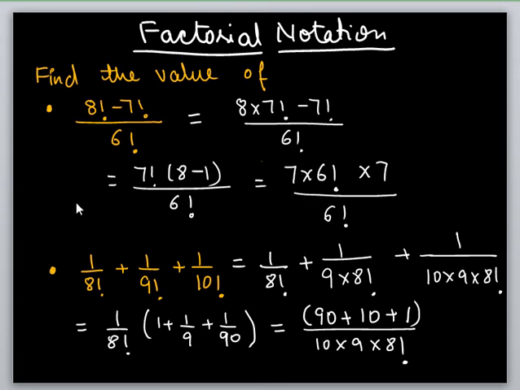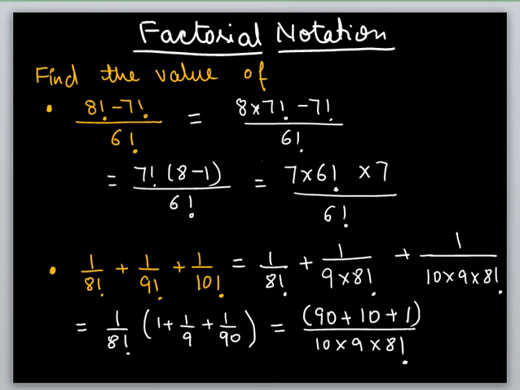Welcome children. As now we are aware of what factorial notation is and how it is to be solved, let us take some questions based on factorial notations. Like, see the first example. It says find the value of 8 factorial minus 7 factorial over 6 factorial. Now we are going to simplify it.